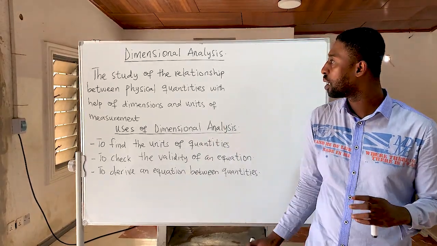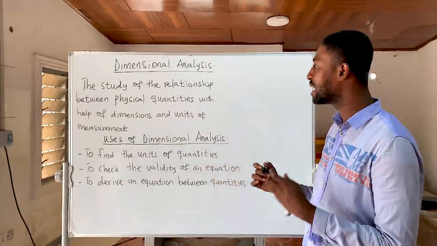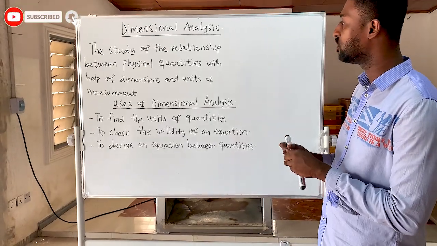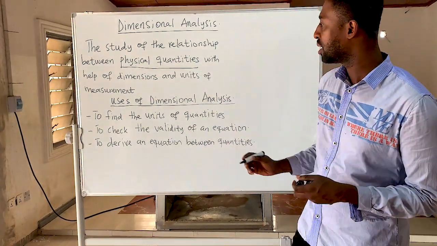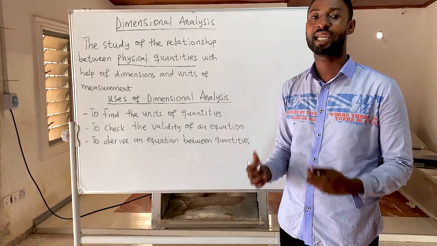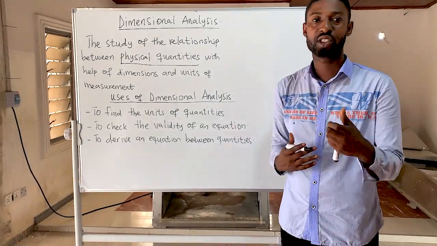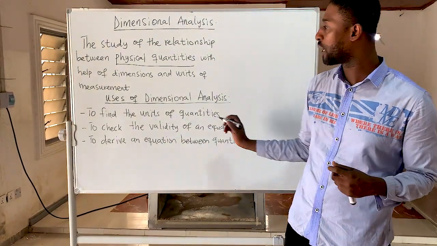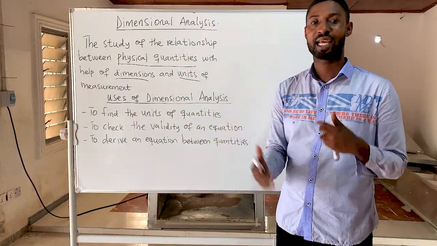So for today's lesson, we are moving on to what we call dimensional analysis. When we talk of dimensional analysis, it's the study of the relationship between physical quantities with the help of dimensions and units of measurement. Remember, we said physical quantities can be grouped into 2, fundamental and derived quantities. So we are trying to study the relationship between those quantities, be it fundamental or derived, and we are going to use what we call dimensions and units of measurement to establish that relationship.